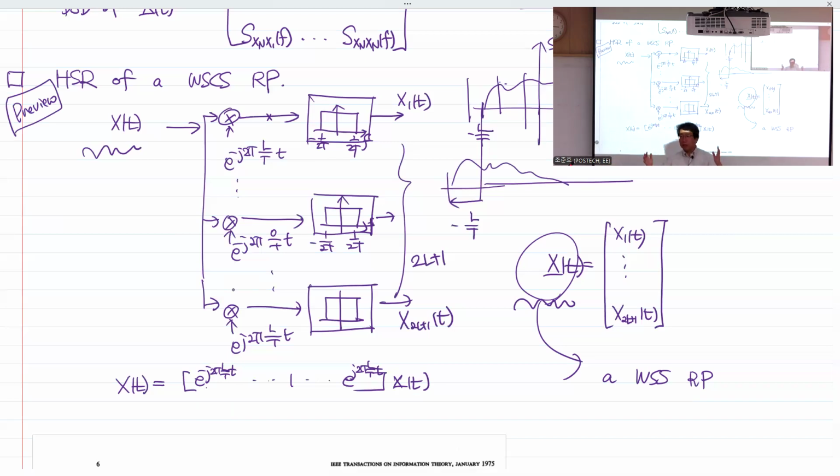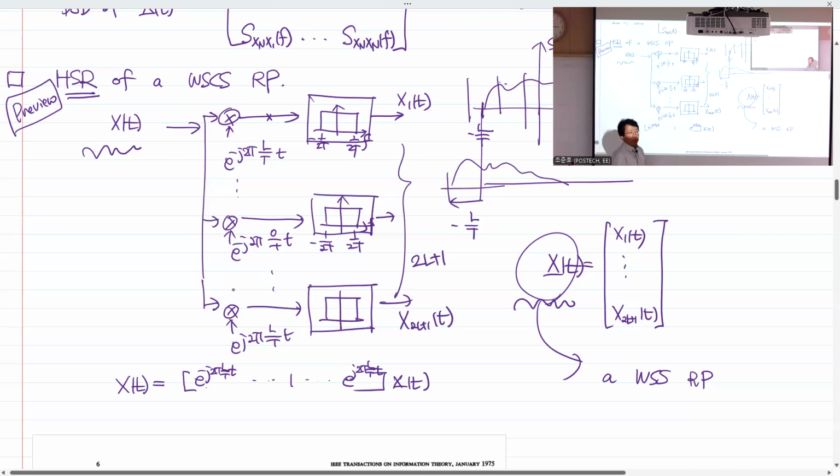A single random process, scalar valued, is equivalent to a vector valued random process. And this single valued random process's cyclostationarity is nothing but the wide-sense stationarity of the vector valued random process. This is very, very important. Got it? And how can we obtain the result? And the answer is the harmonic series representation of a wide-sense cyclostationary random process. So let's see.